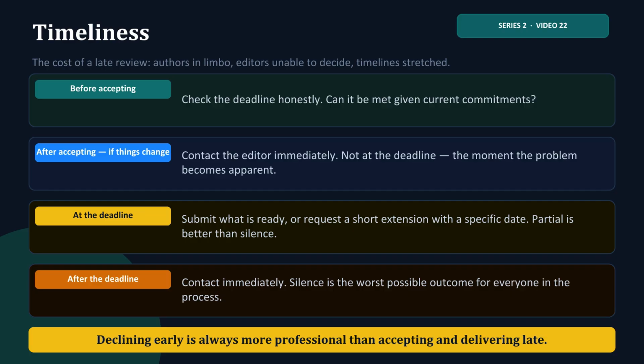Before accepting a review, the deadline must be checked honestly against current commitments. Not optimistically, honestly. After accepting, if circumstances change, the editor must be contacted immediately. Not at the deadline, immediately when the problem becomes apparent. At the deadline, a reviewer should submit what is ready or request a short extension with a specific date. A partial review is almost always more useful to the editor than silence. Declining early is always more professional than accepting and delivering late.